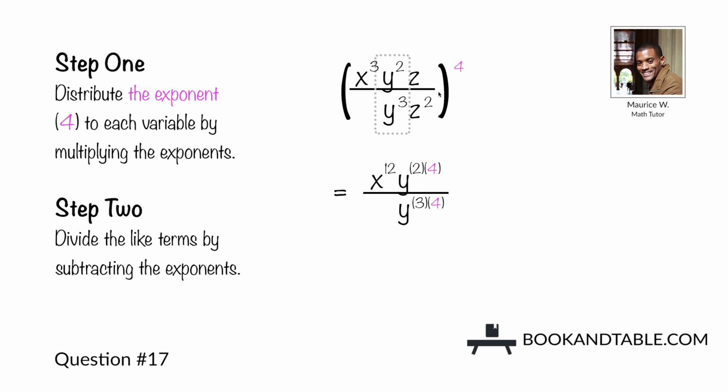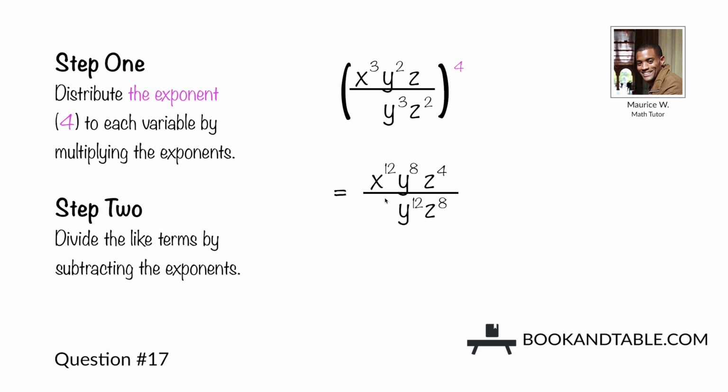You distribute the 4 to the 3 in the denominator as well for this y term, giving you y to a power of 3 times 4. So we'll wind up with y to the 8th in the numerator and y to the 12th in the denominator. And then our z terms, in the numerator it has an exponent of 1, so we get z to the 1 times 4. In the denominator we have z to a power of 2 to a power of 4, giving you z to a power of 2 times 4, which is 8. So we'll get z to the 4th in the numerator and z to the 8th in the denominator.